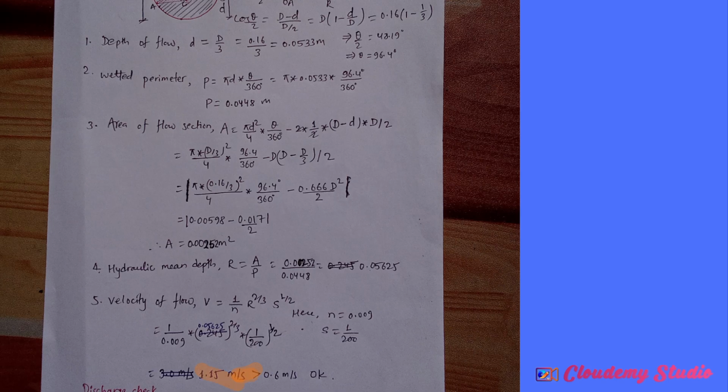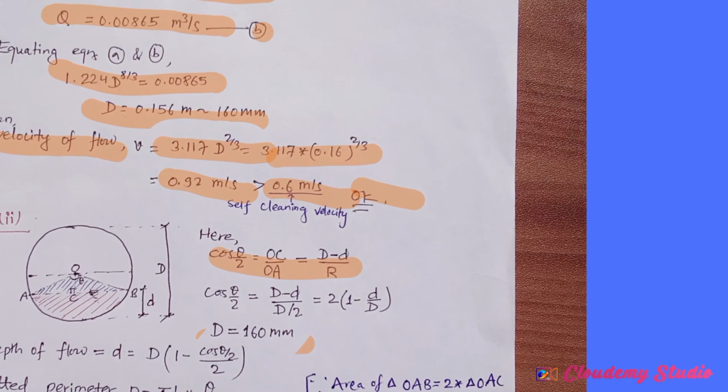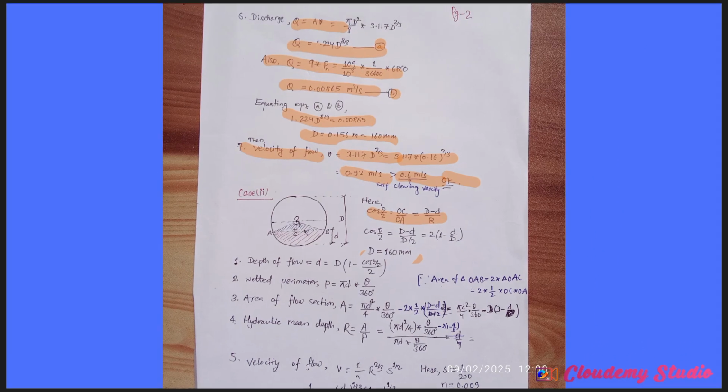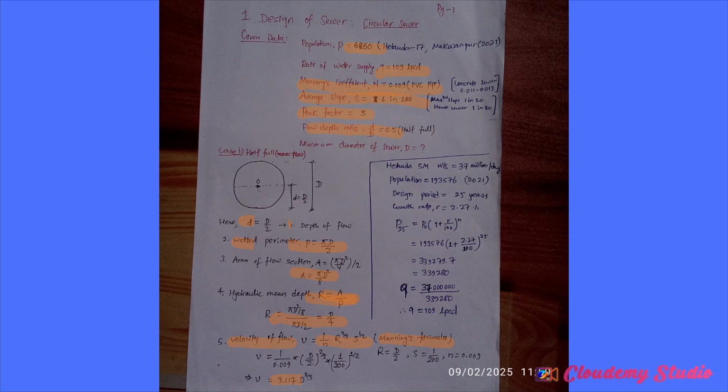The velocity of flow is 1.15 meter per second, which is greater than 0.6 meter per second. That is why for the minimum flow condition, the velocity is also greater than the self-cleansing velocity. Hence, the given diameter of the pipe is okay. And in this way, we design the diameter of pipe for a sewer line for a given locality.